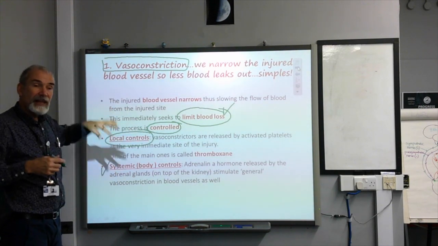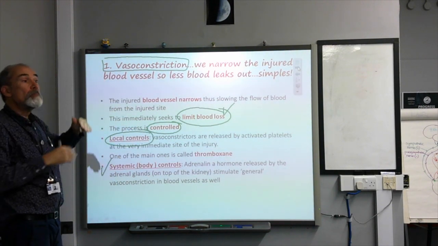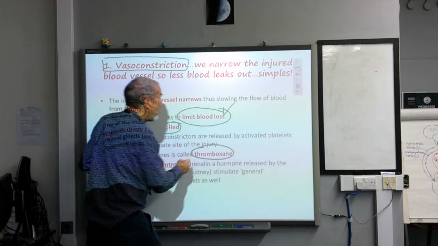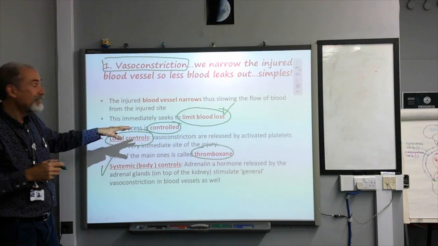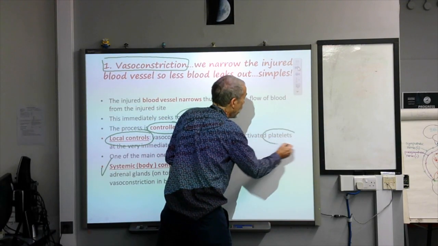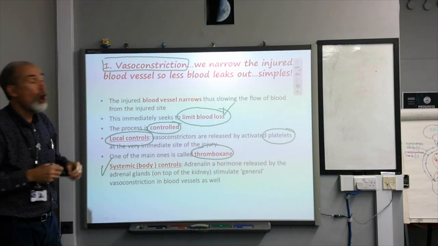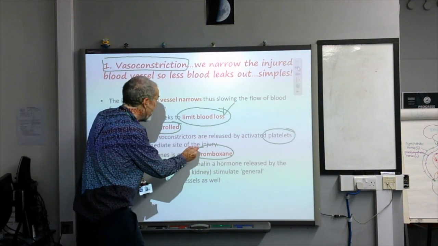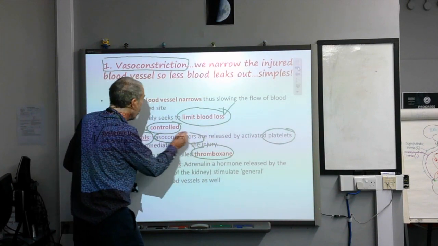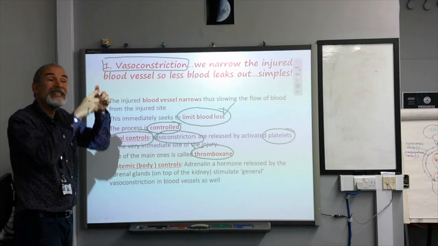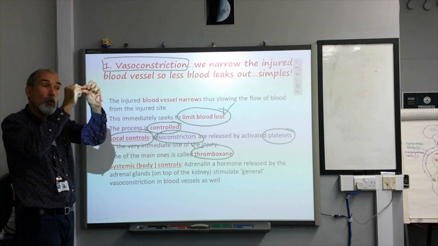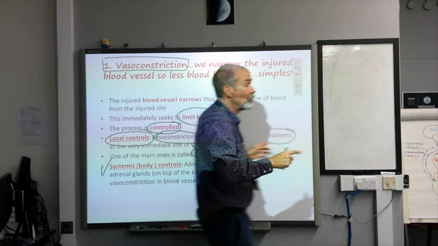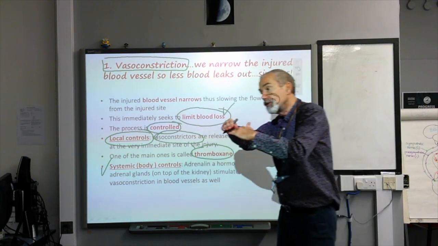The blood vessel narrows locally because something is released called thromboxane, and it is released from something which is called a platelet, which we'll look at in a second, only when that platelet becomes activated. Thromboxane is what we call a vasoconstrictor, which means it is going to narrow that blood vessel down locally in the area where we have a hole. Okay? So, stage 1, vasoconstriction.